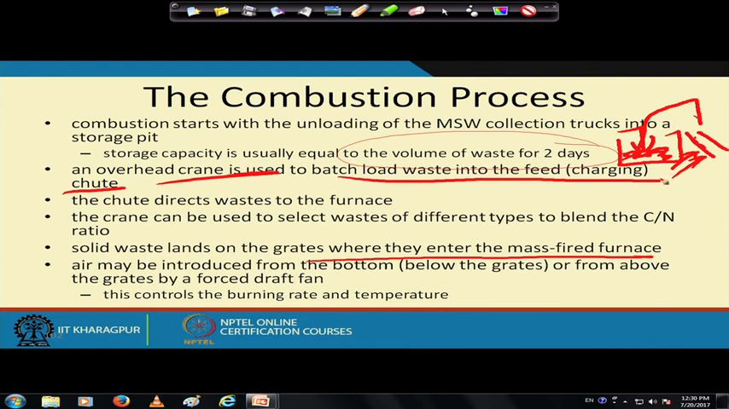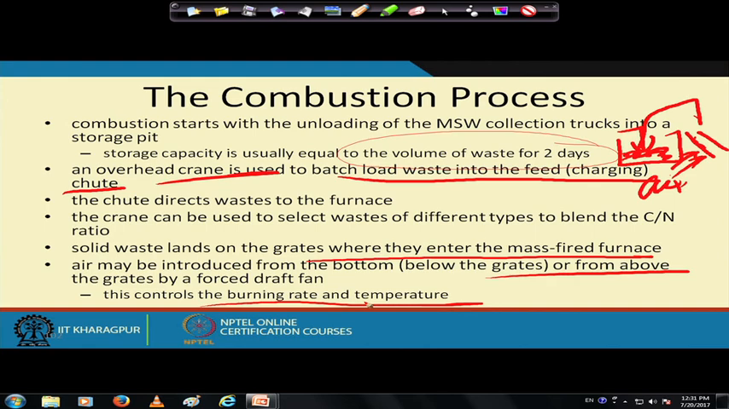The air will be introduced from the bottom, so that's where the air will be pumped in, below the grates or from above the grates by a draft fan. This controls the burning rate and the temperature. So the movement of the grates will control how the garbage will flow down, and the air supply will control the burning rate and also the temperature. You need to have an eye on the temperature as well.